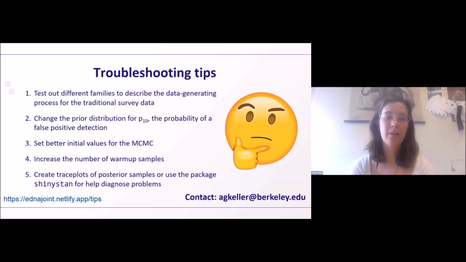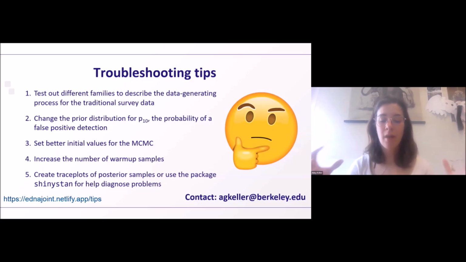So you'd expect a large variance in your observations. You could test out a negative binomial. There are different things you could play with if things aren't working. You could change the prior distribution for p10s, the probability of false positive, particularly if you have data to inform the prior. You can set better initial values for the MCMC.